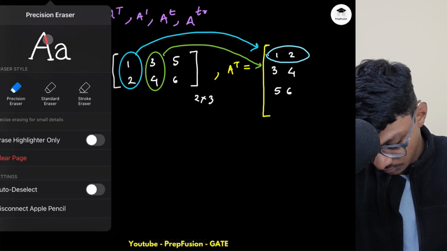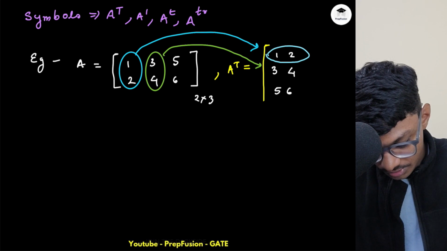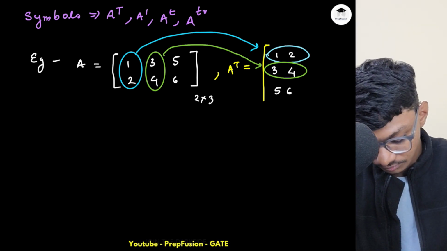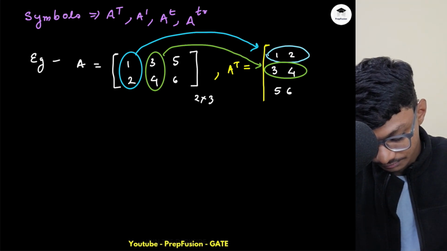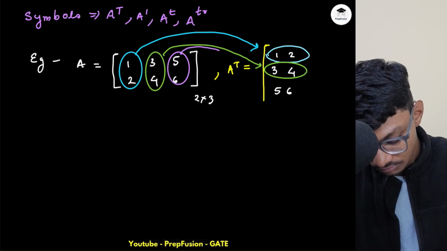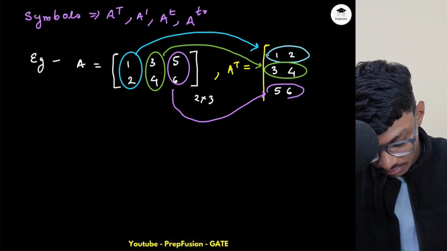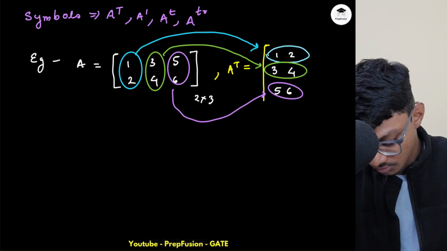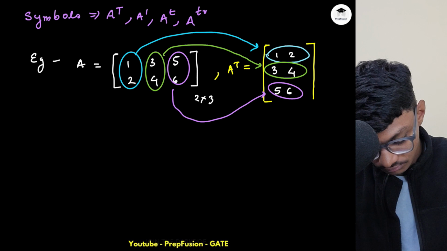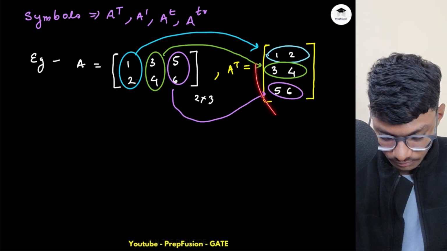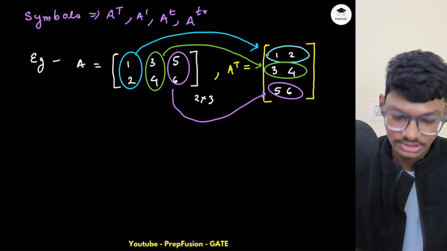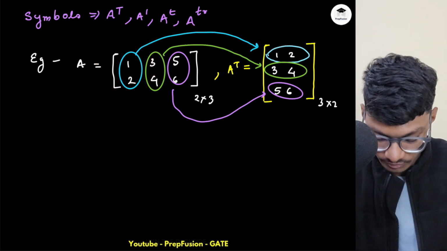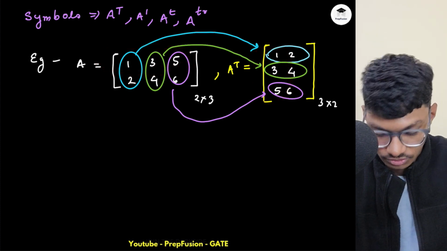So basically this is the second column which has been made a row, and then the third one, 5 6. So 1 2 3 4 5 6, and basically it is A transpose. And what is the order of this? The order of this is 3 cross 2. As you can see, the orders got swapped. The columns become rows, or you can say the rows become the columns, whatever suits you.